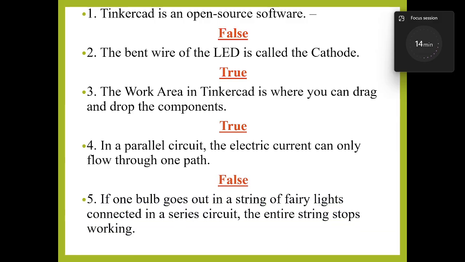Fifth question. If one bulb goes out in a string of fairy lights connected in a series circuit, the entire string stops working. Now, this question relates to a series circuit where we have LEDs connected one after the other. If one LED goes out, if it is not working, what happens? Does the entire string stop working?